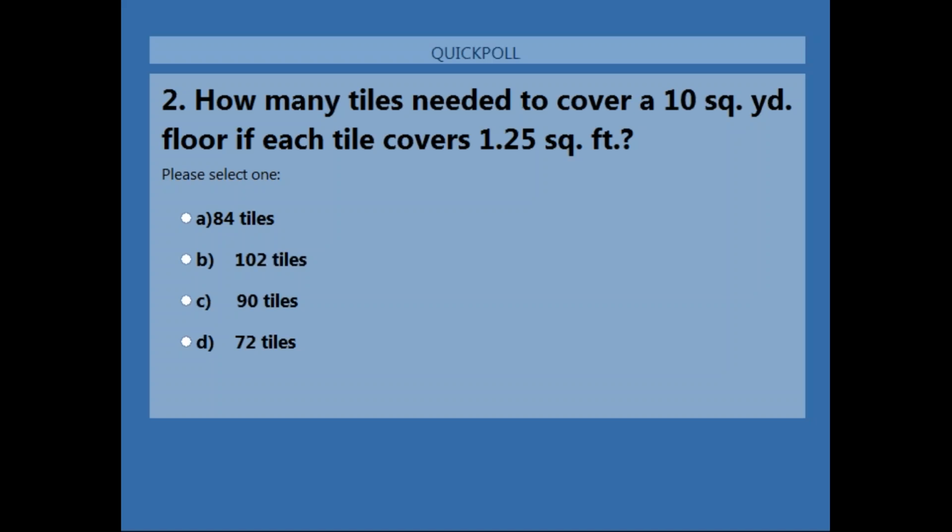Remember that when we work on the problem, we need the answer in tiles. We're not looking for how many square feet are in 10 squared yards. One tile covers 1.25 square feet. So I just thought to give you that hint before you enter your answers.